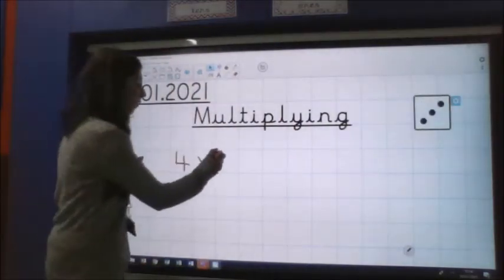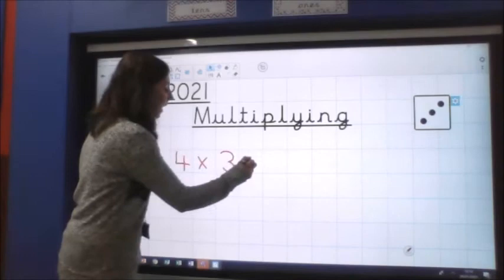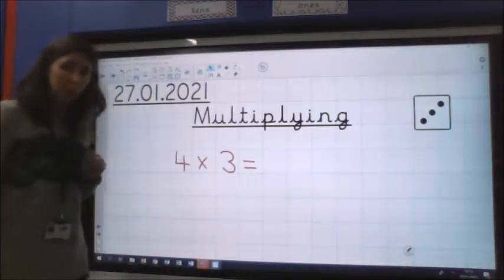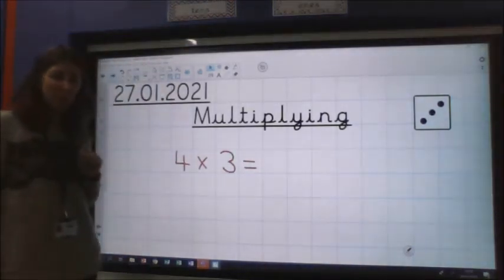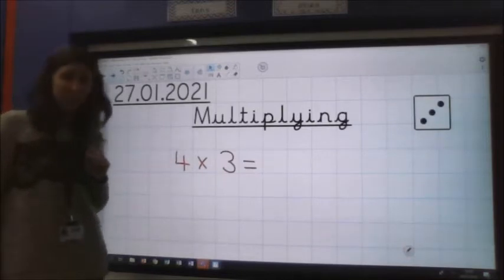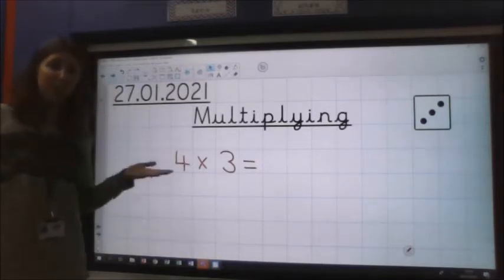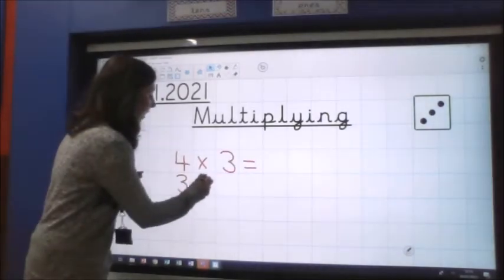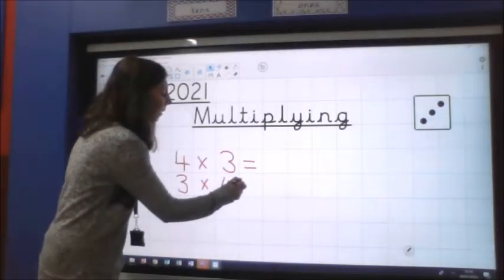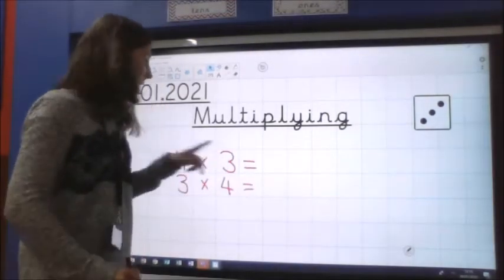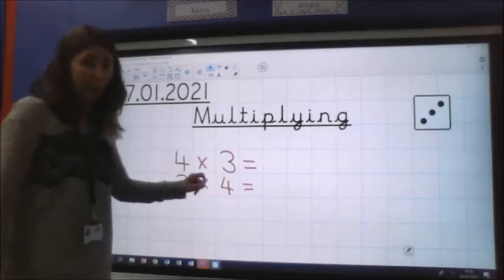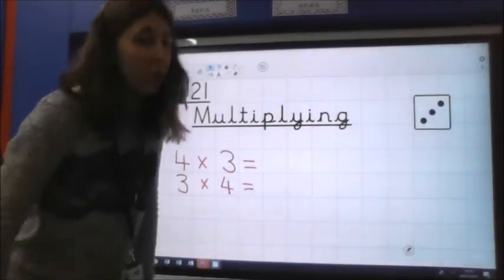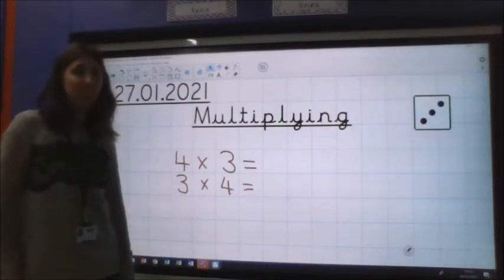So 4 times 3. 4 times 3 equals. What would it be if I swapped it around then? What other number sentence could I write using those two numbers? I could have 4 times 3, or I could have 3 times 4, couldn't I? I could have 3 times 4. Now, I'm not very confident at counting in my threes or my fours, and I don't think that you will be too confident in those yet either.